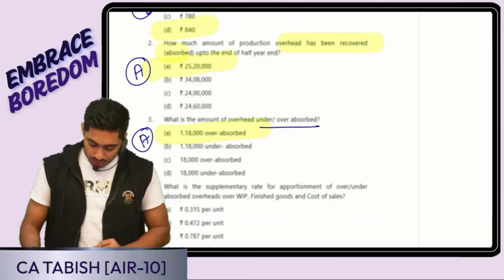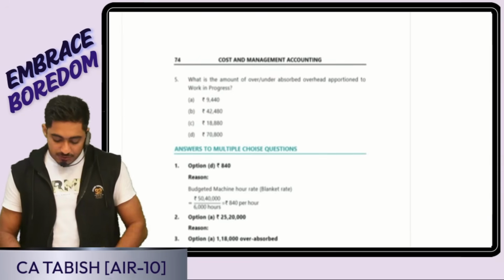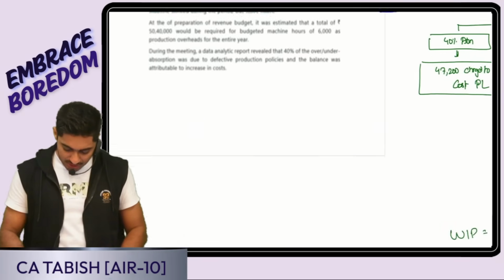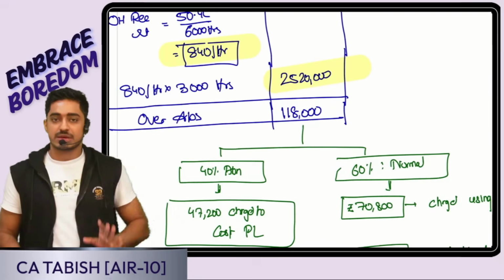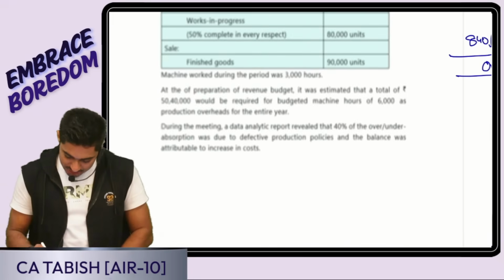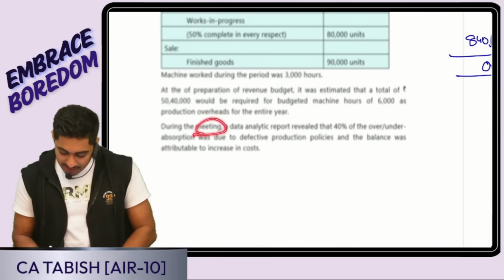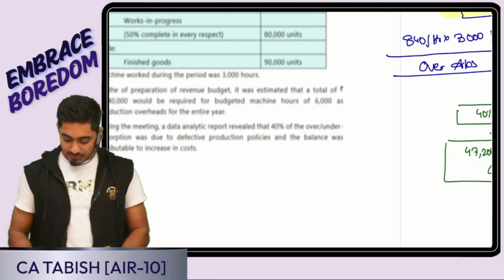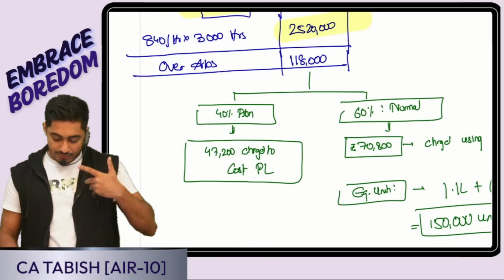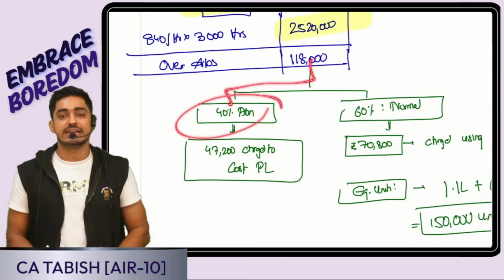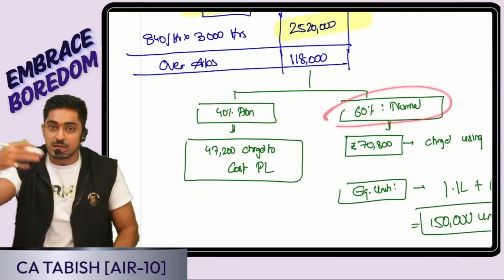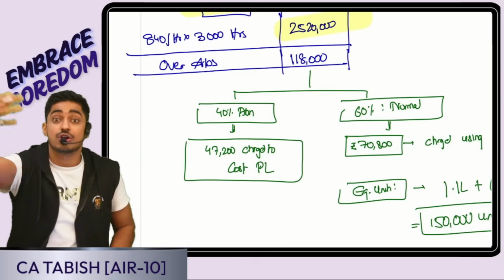3 requirements are over. Fourth is going to be, what is going to be the supplementary rate? Fifth is under or over absorbed overhead apportioned to work in progress. Okay, boss, let us try doing it. Now, total 1 lakh 18,000 is my over absorption. Question is telling, during the meeting, it revealed that 40% is due to defective production policies and the balance is due to increase in cost. 40% is due to abnormal reason, our own mistake. 40% of 1 lakh 18,000, where will we be transferring it? Costing P&L. Okay, 47,200.